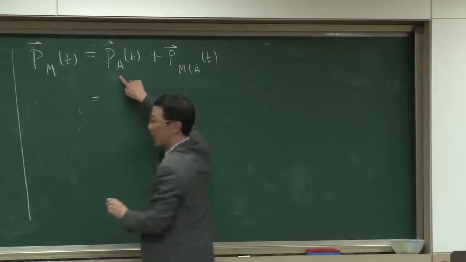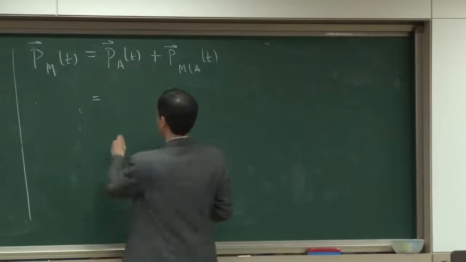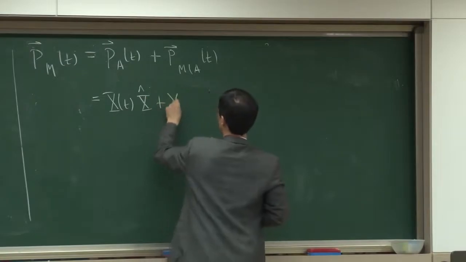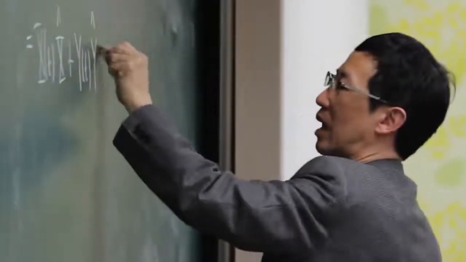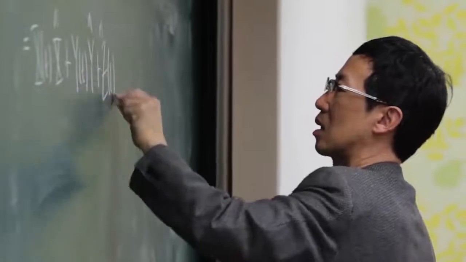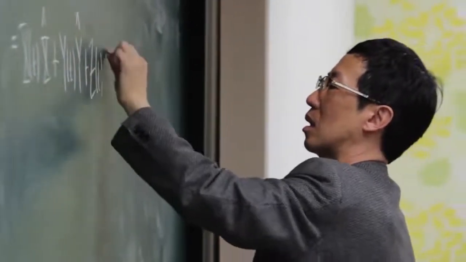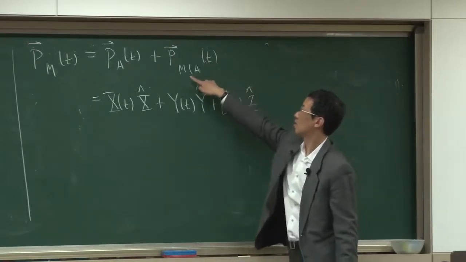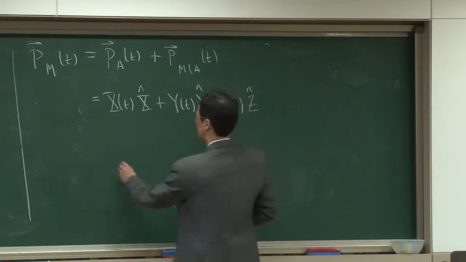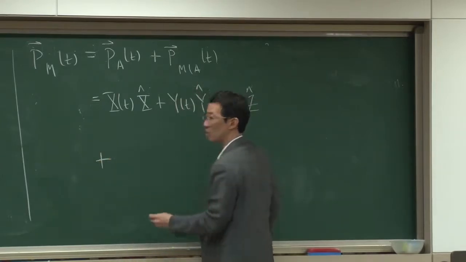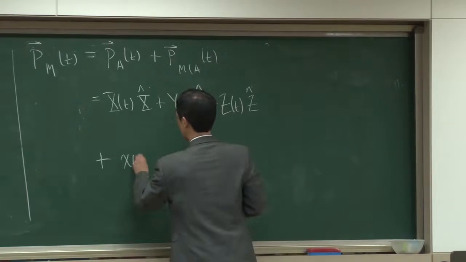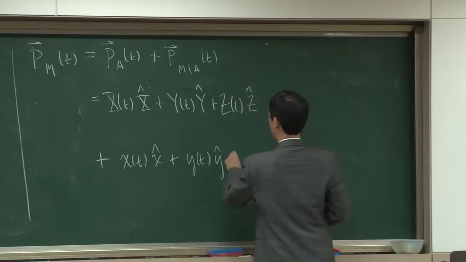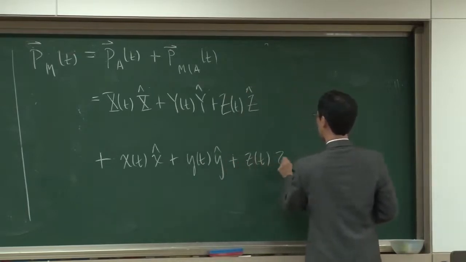All right, so P sub A we know. This can be expressed as large X of t, large X hat plus large Y of t, large Y hat plus large Z of t, Z hat. Okay, so that's P sub A. And then P of M given A plus, let's use small letters. So small x of t, x hat plus small y of t, y hat plus small z of t, z hat.